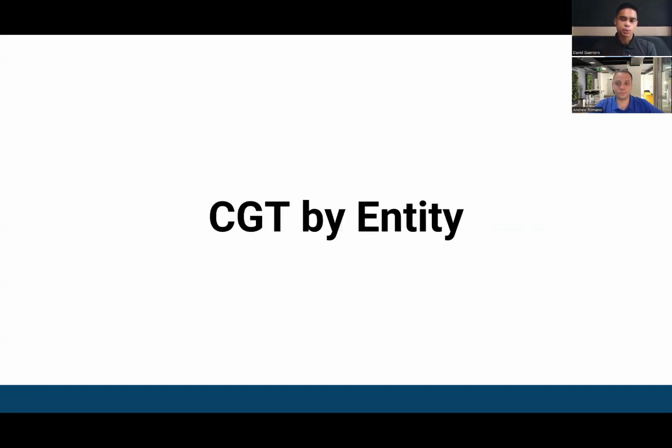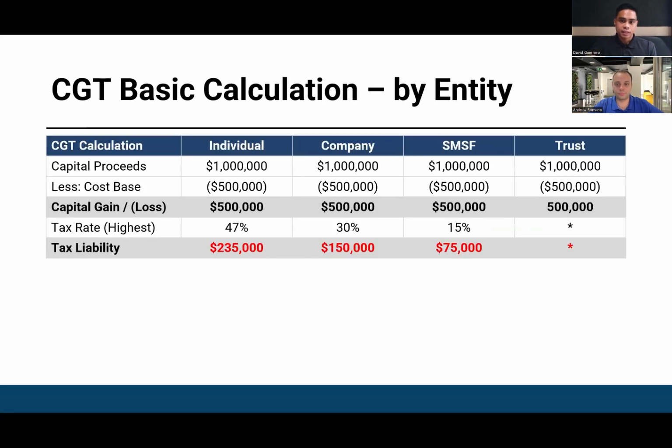And then just lastly, I just wanted to highlight the potential tax liability if the asset was held by a different entity type. So as you can see in our previous example, the individual is taxed the most at 47%. If the asset was held by a company, then the highest tax rate would be 30%, and hence the tax liability would be $150K. For an SMSF, the tax rate is 15%, and hence the tax liability is only $75K. So you can really see why SMSFs are really popular at the moment.